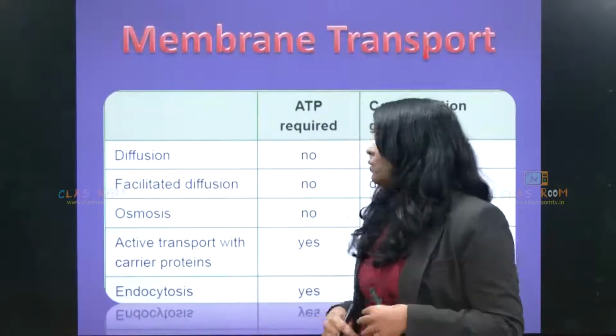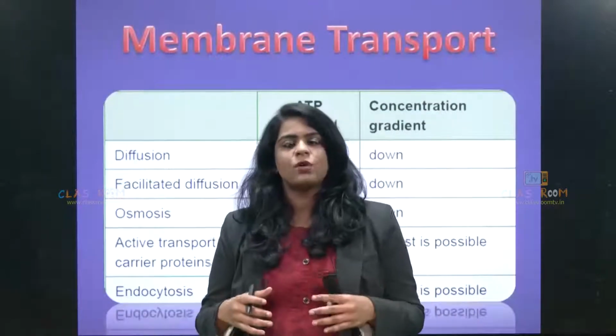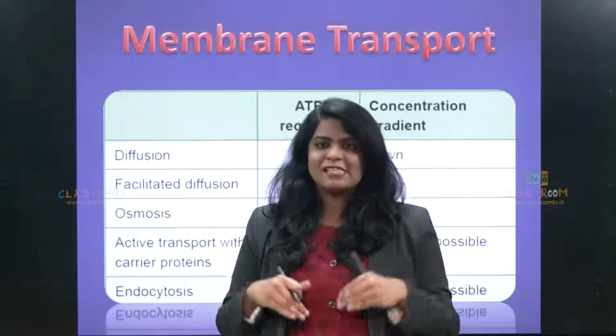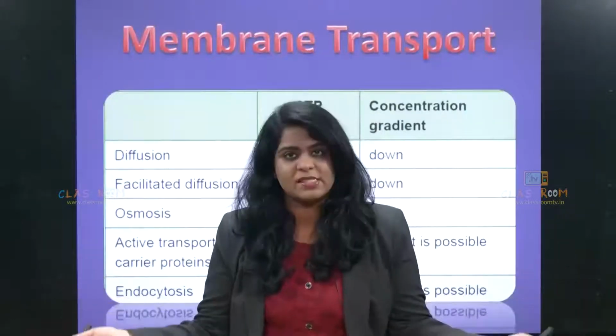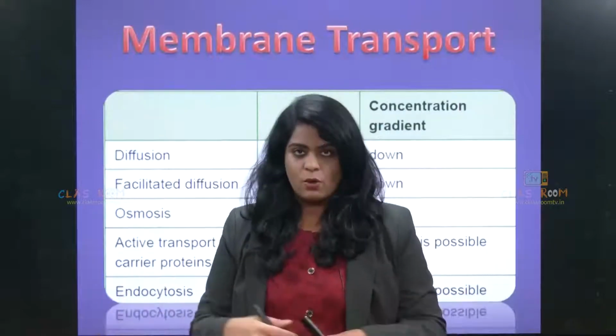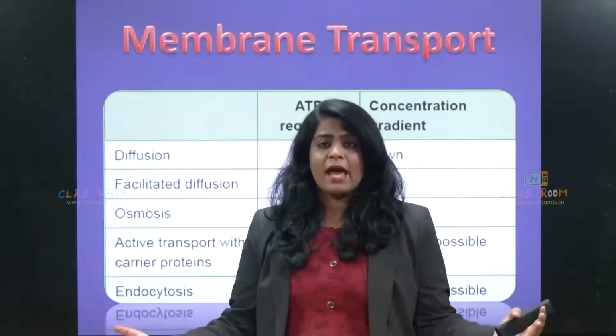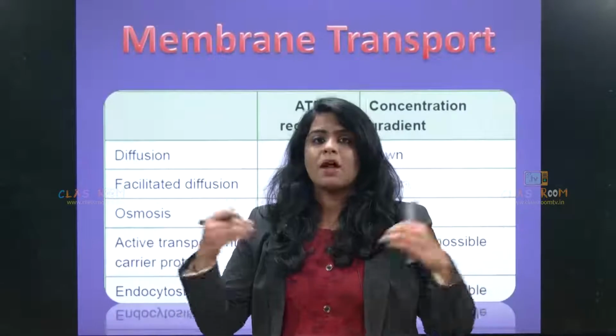And now endocytosis and exocytosis. Endocytosis means, endo means inside, is how you need to remember. Exocytosis means pushing out of the cell, that is exit. Okay, so in endocytosis, what happens is it takes the particle inside.